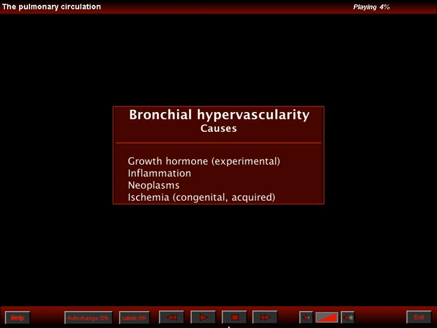Bronchial hypervascularity is the result of the actions of growth hormone or any type of parenchymal process, be that inflammatory or neoplastic, in view of the fact that the bronchial artery is the nutritive artery to the lung. It's like the hepatic artery to the liver. And thirdly, ischemic areas of the lung can provoke increase in the size and number of the bronchial arteries. So these are the three mechanisms of increased bronchial hypervascularity: congenital or acquired ischemic lesions of the lung, inflammatory and neoplastic processes, and experimentally the use of a growth hormone.